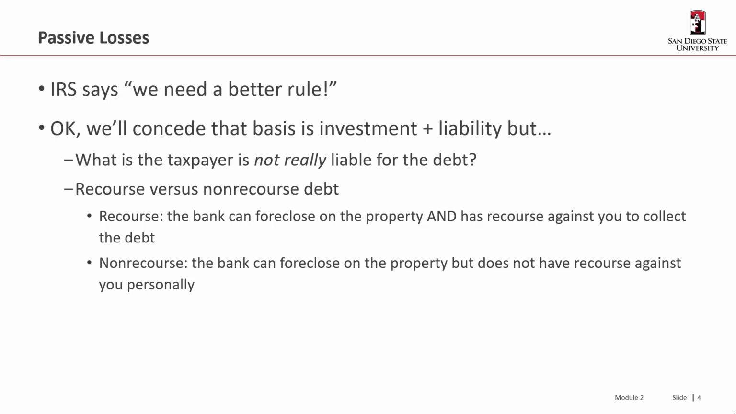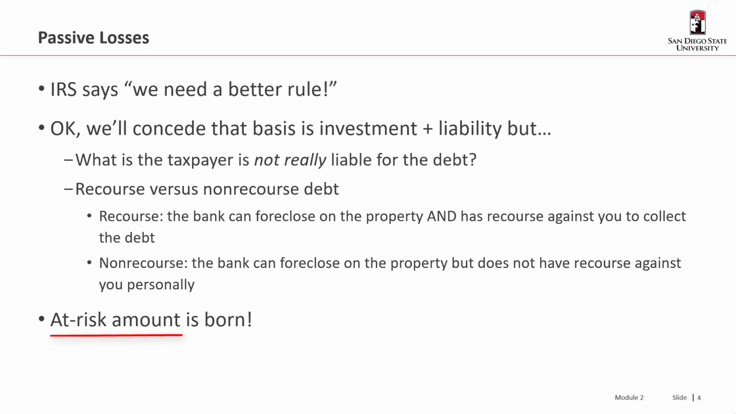So what that means is the bank could foreclose on the property and has recourse against you personally to collect that debt. Non-recourse debt, on the other hand, says the bank can foreclose on the property, right? Because that's the collateral for the loan, and they can always go in and take the collateral. But they do not have personal recourse against you. So once they've foreclosed on the property, they cannot come after you personally. This is what generates the at-risk amount.